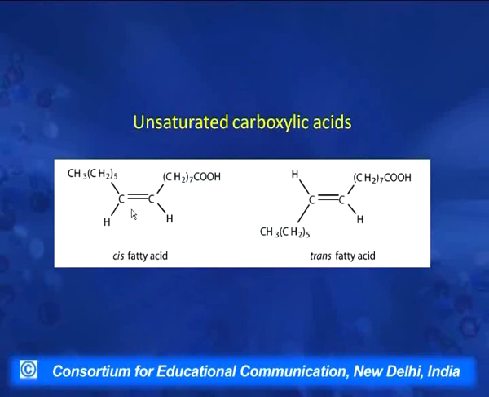In carboxylic acids, if there is a double bond, then obviously two geometries are possible. It may be cis isomer or it may be trans isomer. Here I have taken the example of long chain acids, which are basically fatty acids, because while discussing fatty acids, I will discuss how it makes some difference, the cis fatty acids and trans fatty acids in oils and fats.